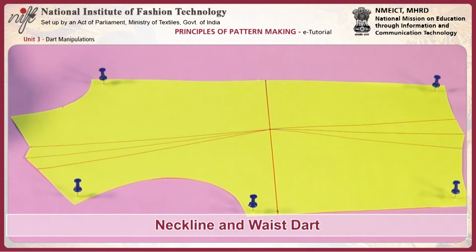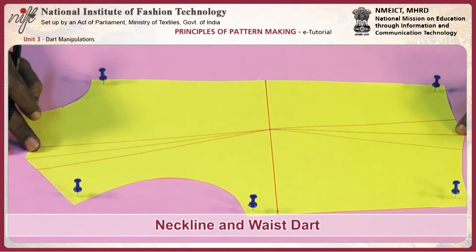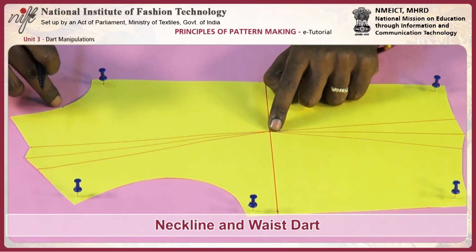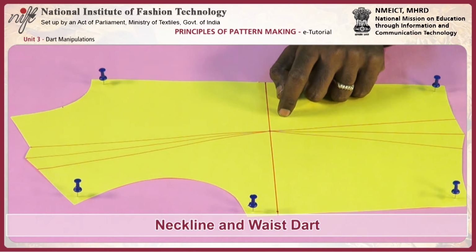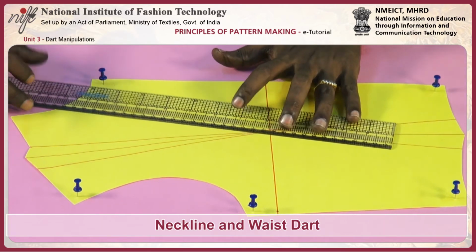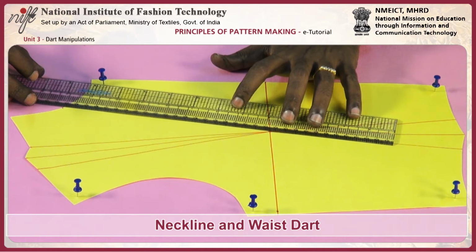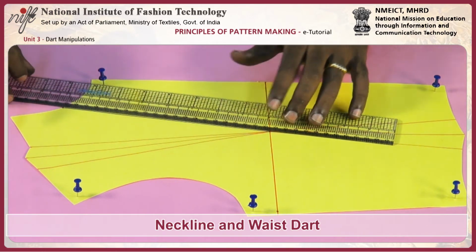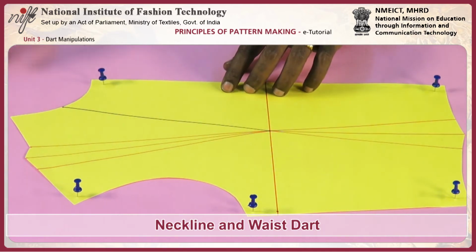Now we are going to make the neckline dart and waist dart. For this, use the shoulder dart and waist dart sloper. To shift the shoulder dart to the neckline in the front basic body sloper, first draw a straight line from the bust point to the mid of the neckline. You can draw anywhere in the neckline, but I am marking the mid of the neckline.